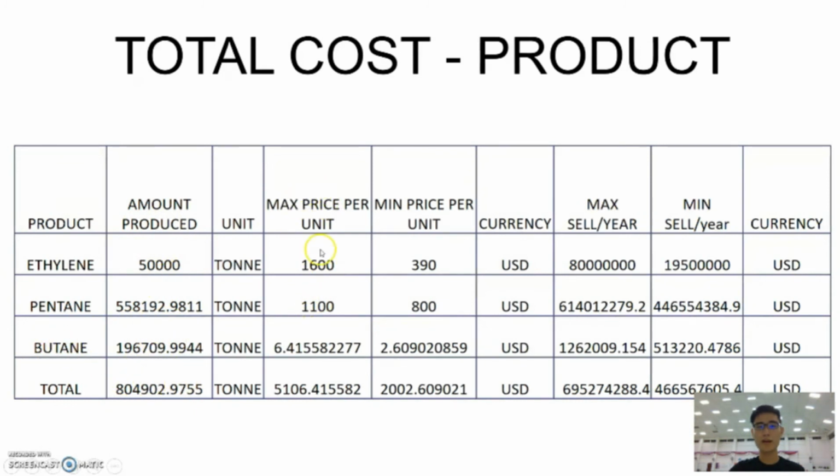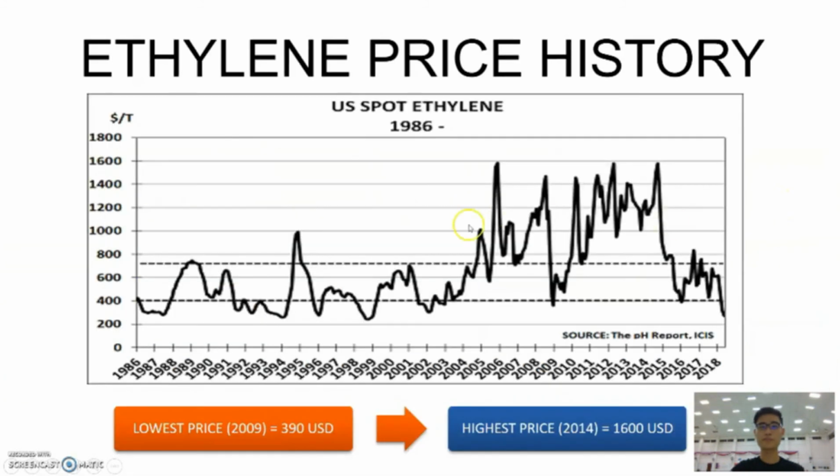The maximum price, okay, this is the minimum price total. The currency is in USD. The maximum sale is the maximum price times the amount produced, and the total is the sum of the columns. The same goes for the minimum sale. The currency is in USD.